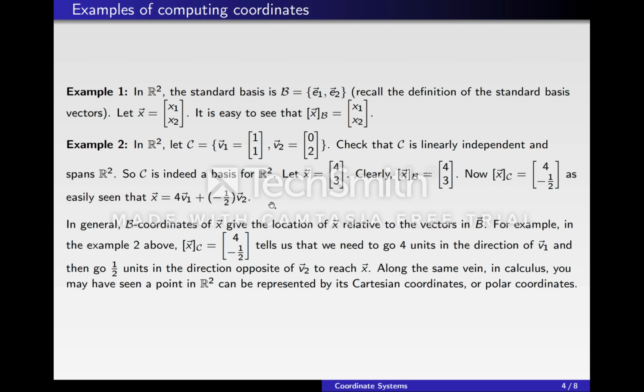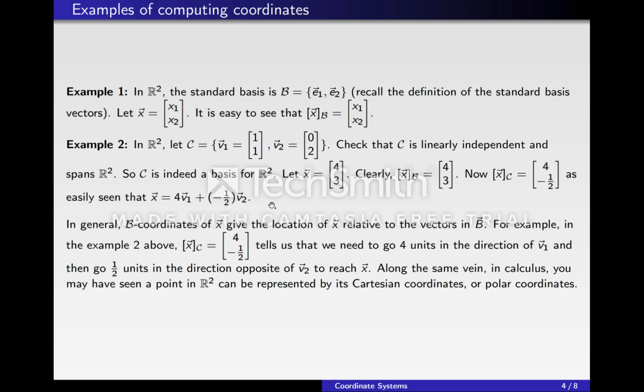And why is that? Well, because the vector x1, x2 equals x1 times e1 plus x2 times e2. And so clearly the coordinates of x relative to the standard basis is just x1, x2. So now let's take another basis in R2. Call it C, and in this case C consists of two vectors, v1, which is the vector 1, 1, and v2, which is 0, 2.